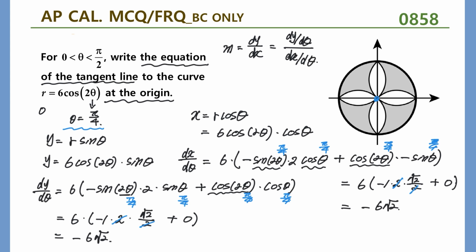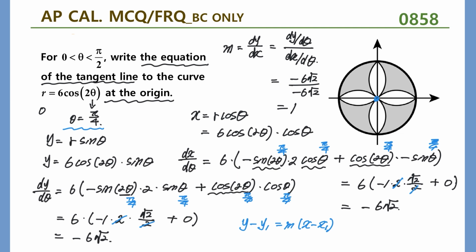So our slope when theta is equal to pi over 4, which is at the origin, is equal to negative 6 root 2 over negative 6 root 2, which is equal to 1, right? So our equation of tangent line, which is y minus y1 is equal to slope m, x minus x1, that's our equation of the line, right?